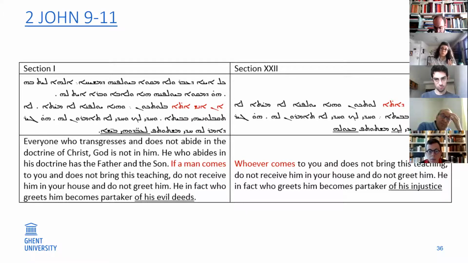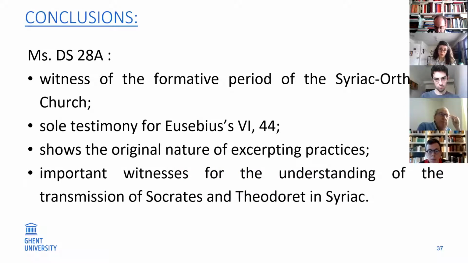So I'll leave this question open and quickly jump to the conclusions. What we saw today of this manuscript and what can we further say? Well, there's much more to be done on this manuscript. Of course, we need to study this manuscript as a whole. So how do these historiographical excerpts work with the rest of the passages that are there?